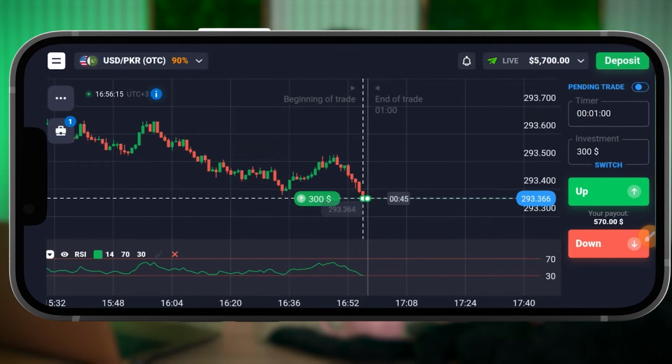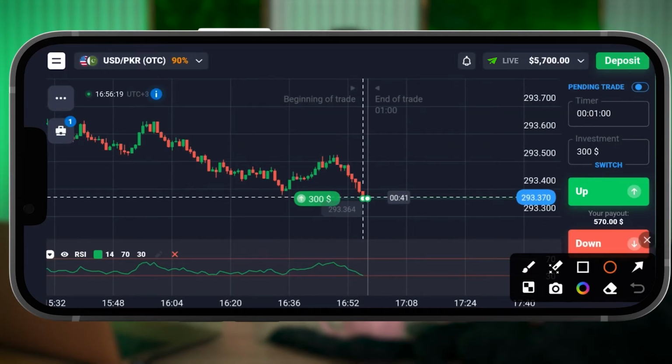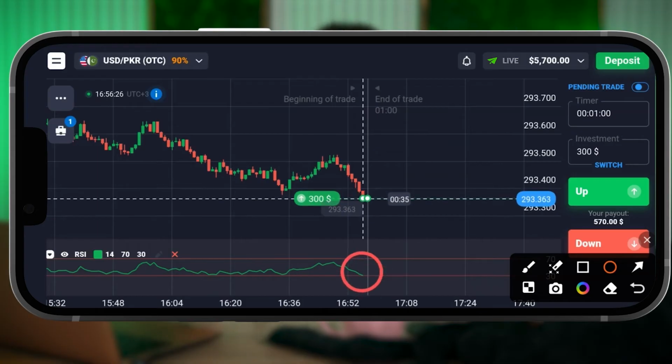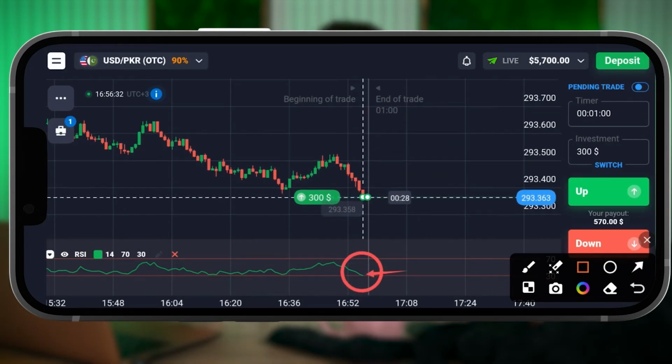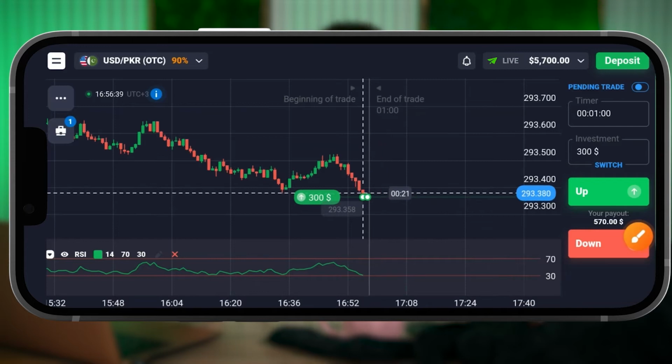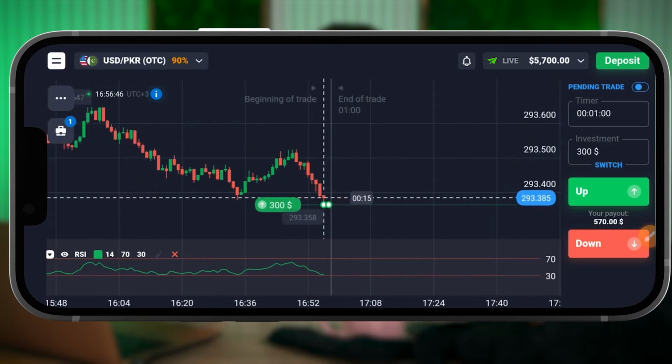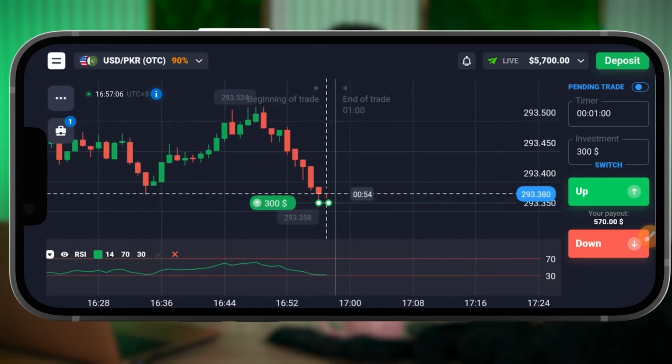I open an option, entering with $300 with a contract duration of 1 minute. Look, RSI at this point touched the 30 level, indicating a weakening of the bears. I scale the chart to see everything more clearly, and so far everything is going according to plan. The quote is higher than the one I bought at. I wait a bit longer and the option closes in profit at plus 90% of the entry amount.